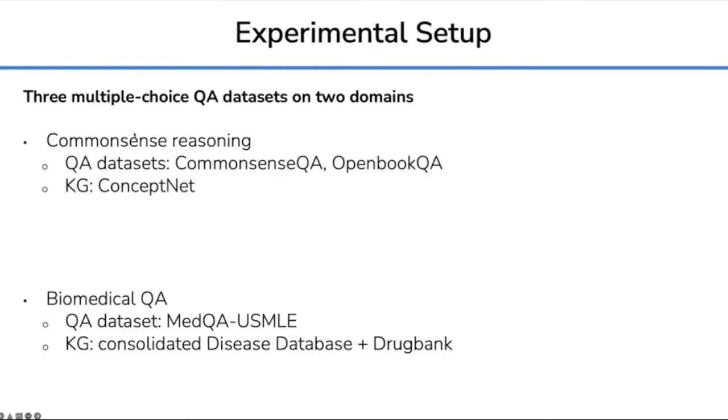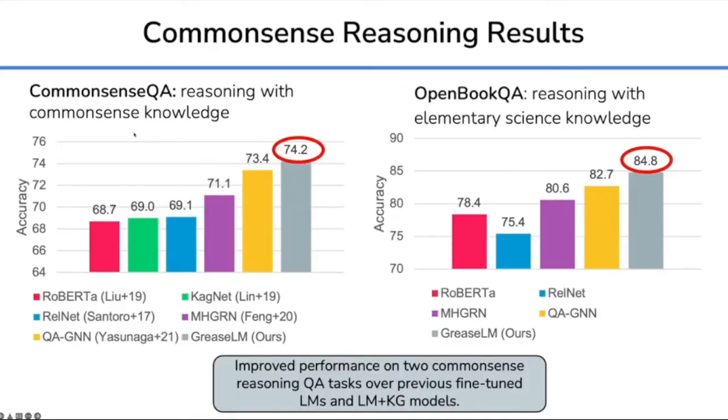We evaluate GreaseLM on three QA benchmarks in the common sense and biomedical domains. Here are the results on the common sense reasoning benchmarks. On CommonsenseQA, our model's test performance improved by 5.5% over fine-tuned language models and 0.8% over existing language model plus knowledge graph models. Over OpenbookQA, these improvements are magnified, with 6.4% over raw language models and 2% over QAGNN, the prior best language model plus knowledge graph system. The boost over QAGNN suggests that GreaseLM's multi-layer fusion is more expressive.